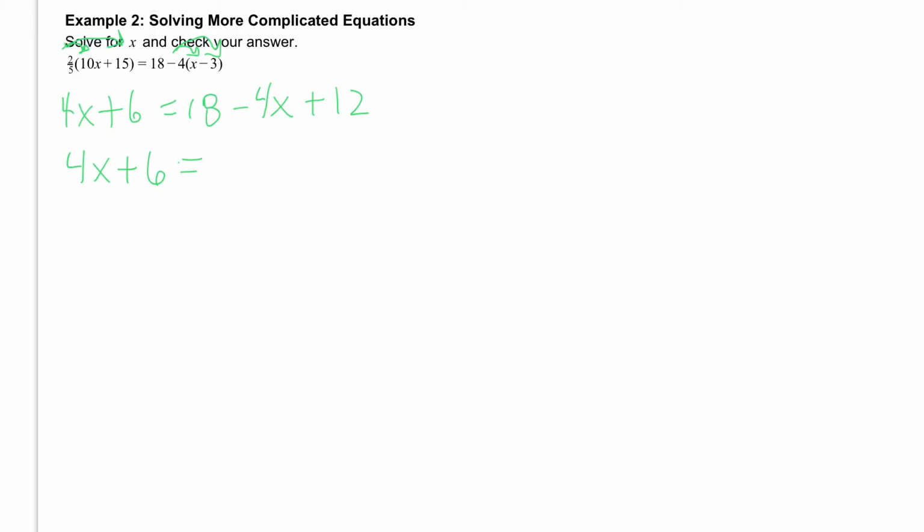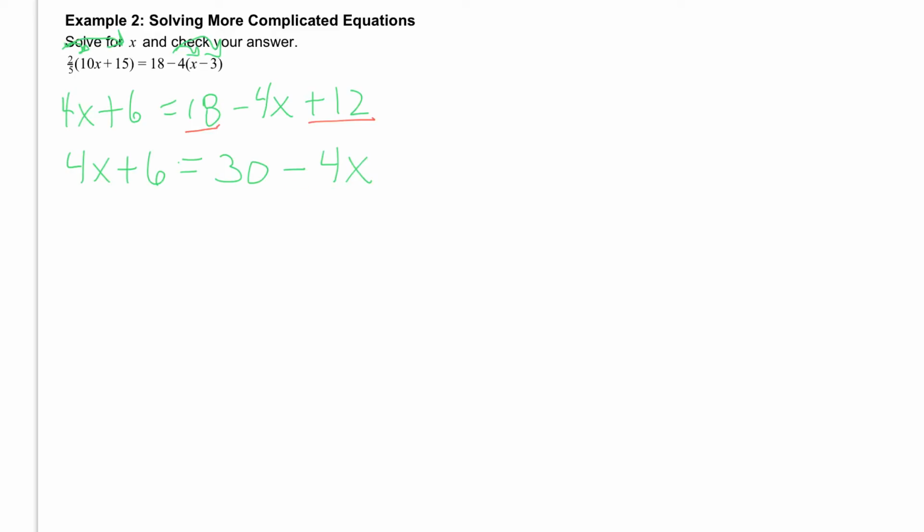I do have some like terms. 18 and positive 12, those are both constants. So I can go ahead and add those together. And 18 plus 12 will give me 30. And I still have my minus 4x on that side. Now if I take a look, I have variables on both sides. I have the positive 4x on the left, and a negative 4x on the right.